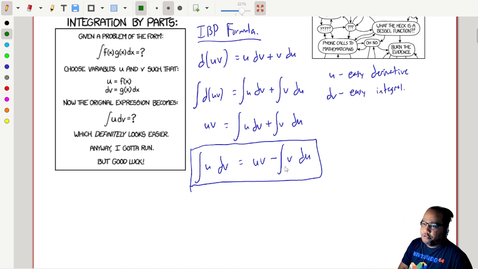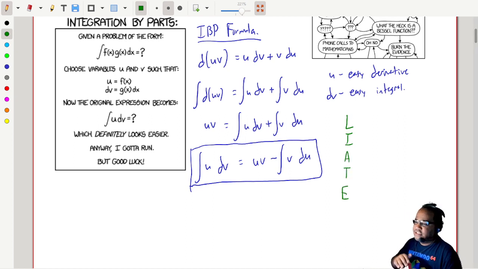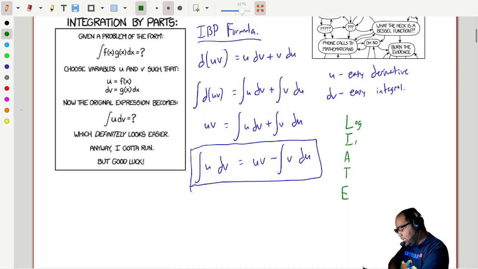So, LIATE. Let's do it here on the side. The LIATE is a heuristic. It's not an absolute rule that tells us how to select u and dv. So the L stands for logs, I for inverse functions like arctan, or even logs fall under that. A for algebraic functions, so monomials, square roots. T for the trig functions, sines and cosines, for example, and then E for exponential.